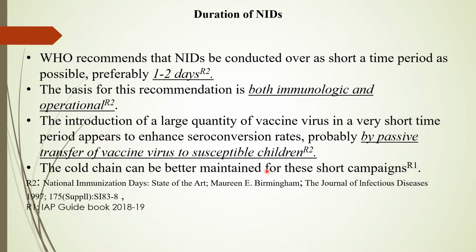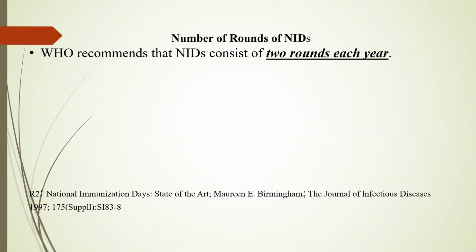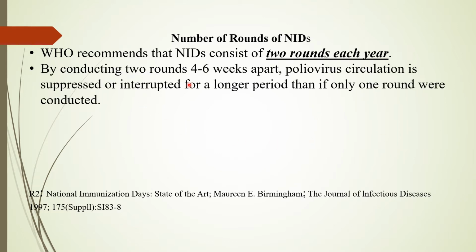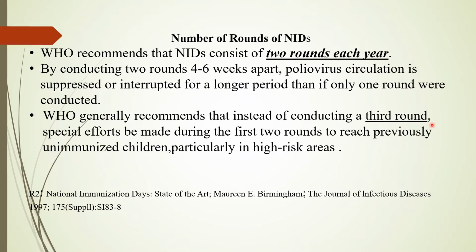The cold chain can be better maintained for short campaigns. Therefore, these are the reasons why we have it during a short period. The number of rounds during national immunization days: the WHO recommends that NIDs consist of 2 rounds each year. By conducting 2 rounds 4 to 6 weeks apart, poliovirus circulation is suppressed or interrupted for a longer period than if only 1 round were conducted.